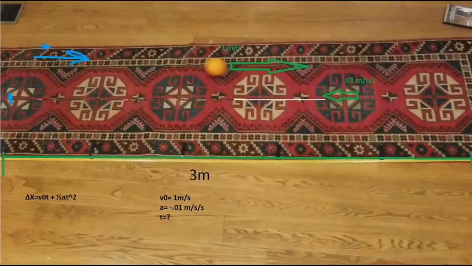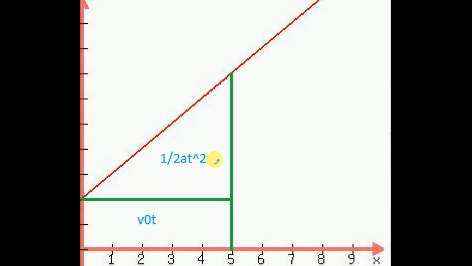Now, the interesting thing about this equation is that you can find the average velocity inside of it. If we break the equation into two parts, v naught t and 1/2 at squared, you can really see how this works. I think a velocity versus time graph is the best way to visualize this.